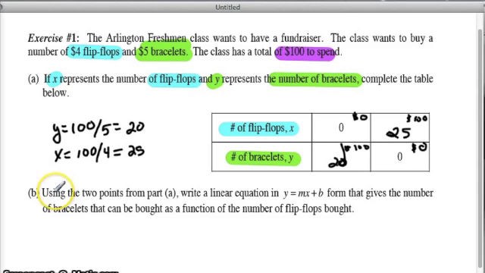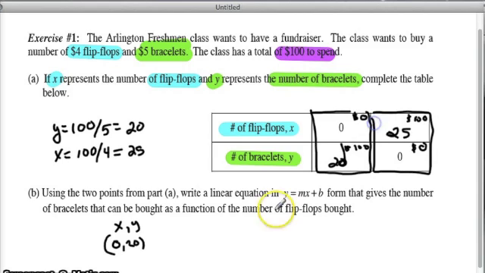All right, let's jump to part B. Using the 2 points from part A. Oh, look at that. That's an xy pair. xy is 0, 20. And I guess they said 2, so we must have 2. xy is 25, 0. Okay, so using the 2 points from part A, write a linear equation.